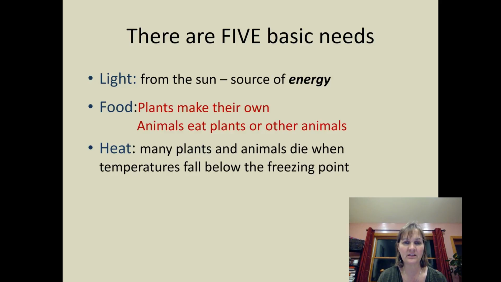Heat. You can see right there. Both plants and animals, they could die when temperatures fall below the freezing point. So that is something both plants and animals need.